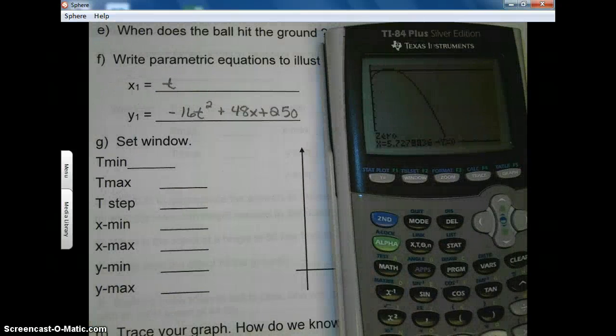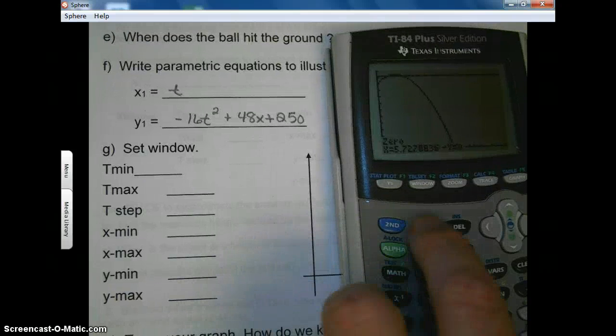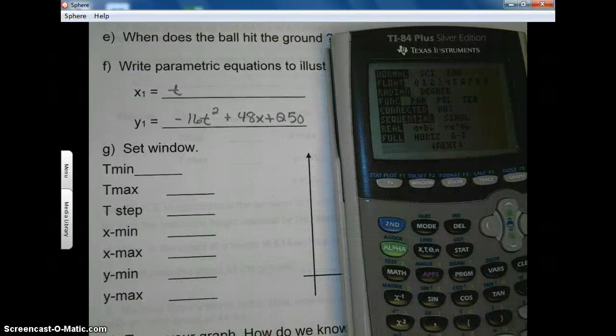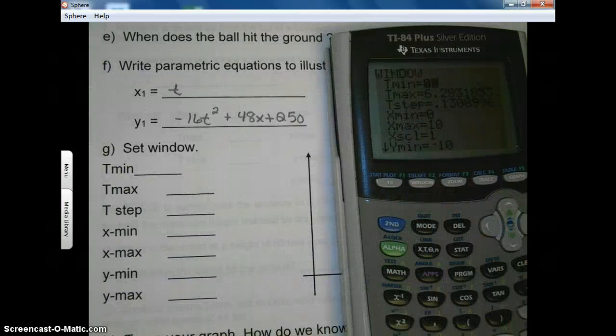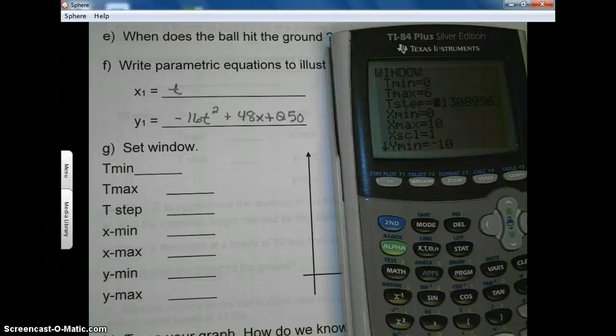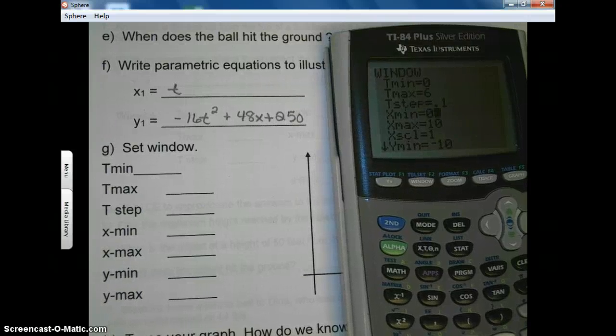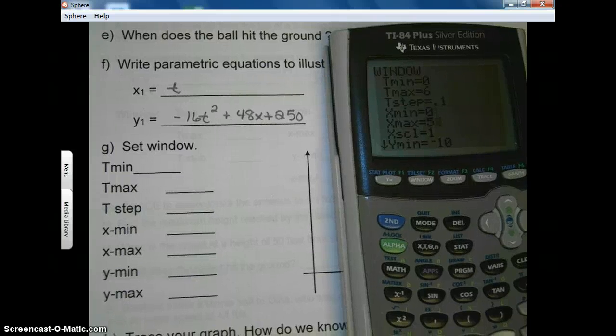So first thing we're going to do here is go to mode and change it to parametrics. Okay, window, time minimum 0, time maximum, we know it hits the ground at 5.86, so we're going to go to 6. We usually just default to 0.1 for our step. Our x minimum is going to be 0. Our x maximum is going to be 5.